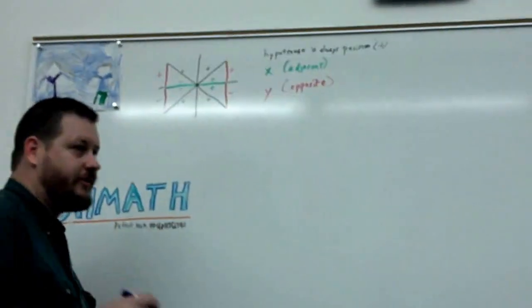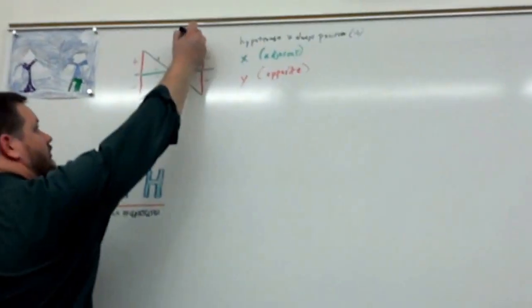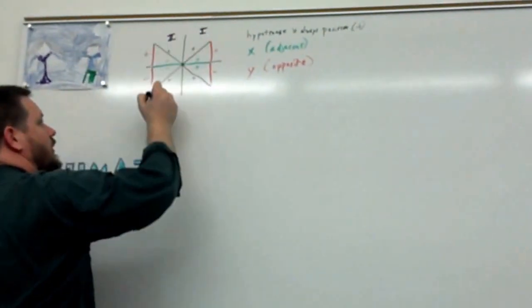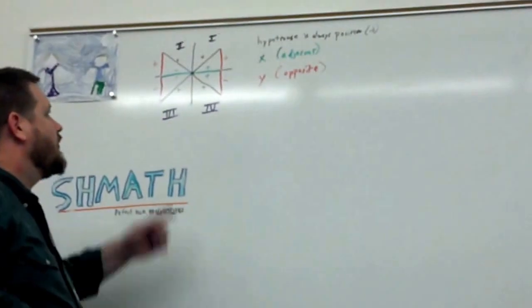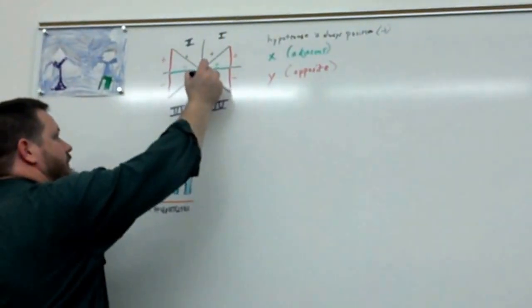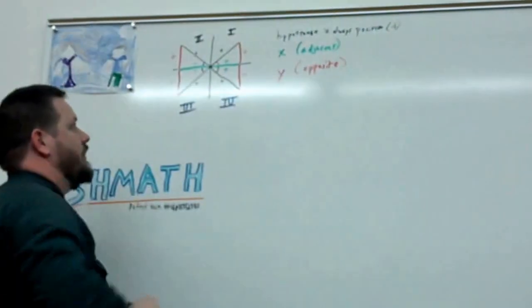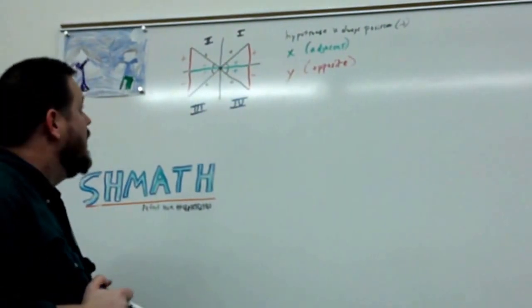When we're talking about the quadrants, we have quadrant 1, quadrant 2, quadrant 3, and quadrant 4. Now here we have our bow tie angles, the angles right in here that make the whole thing look like a bow tie.